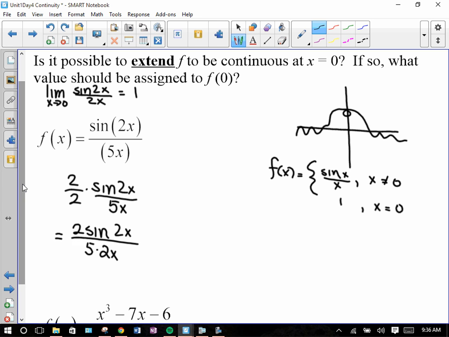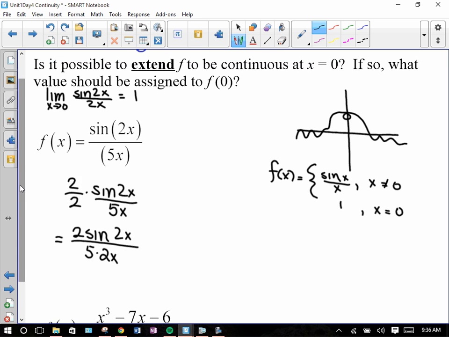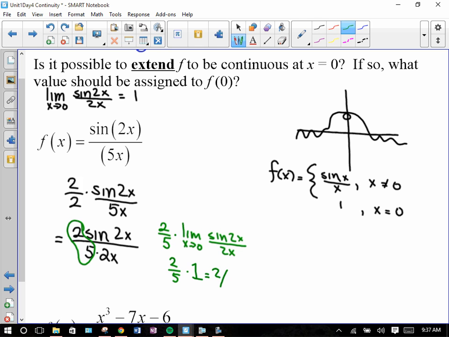Alright? So now, what do we see? Well, I have a sine 2x and a 2x here. So if I was taking the limit of that, remember, we have that constant rule that says I can take out the constant in the front, that 2/5 right there. Remember that rule? Properties of limits? And we have 2/5 times the limit as x approaches 0 of sine 2x over 2x. And we know that this limit is what? 1, so we have 2/5 times 1, which is equal to 2/5.